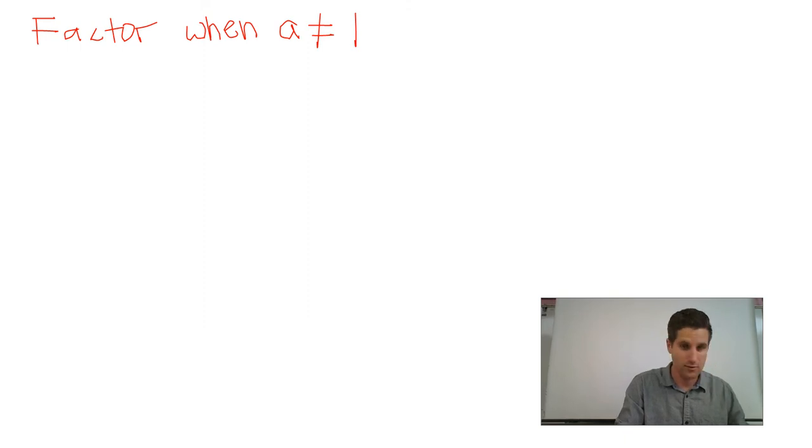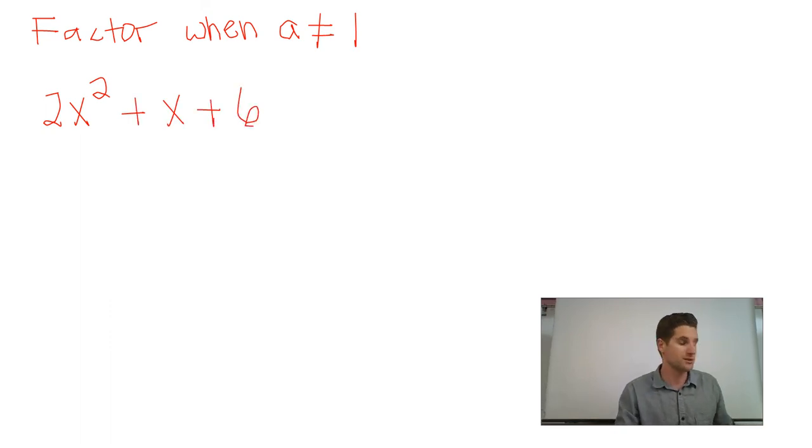Okay, so here we go. We got a problem here. 2x squared plus x plus 6. Okay, so to do these problems, I want everyone to do it this way. You might learn a different way in your algebra class, but I want everyone to do this way, and that is to what's called split the middle term. Okay, to do that, we need to first multiply the front and the back number. So 2 times 6 is going to give us 12.